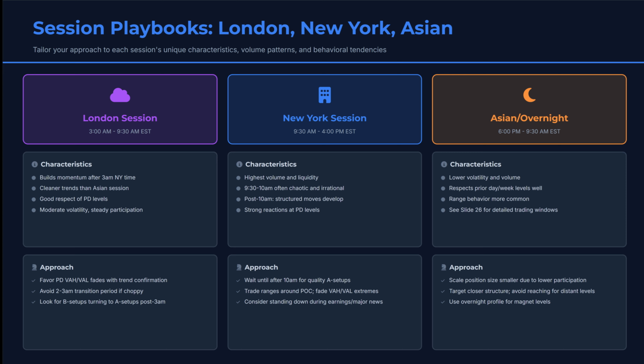Now let's talk about the New York session, which is the primary trading window for most volume profile traders. This is regular trading hours, or RTH, running from 9:30 a.m. to 4 p.m. Eastern Time. This is when U.S. equities markets are open, and you get the highest volume and liquidity of any session.